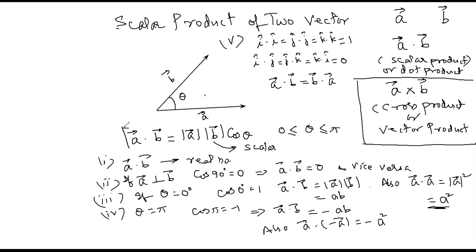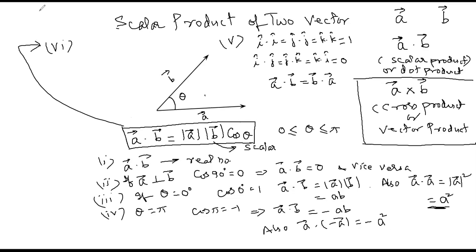If the vectors are given, we can find the angle also. So from this, one more thing we can write. Sixth one. Cos theta is equal to A dot B divided by the product of their magnitudes. If we have to find the angle between these two vectors, we can find A dot B divided by the product of their magnitudes. To get theta, cos inverse of A dot B upon AB.